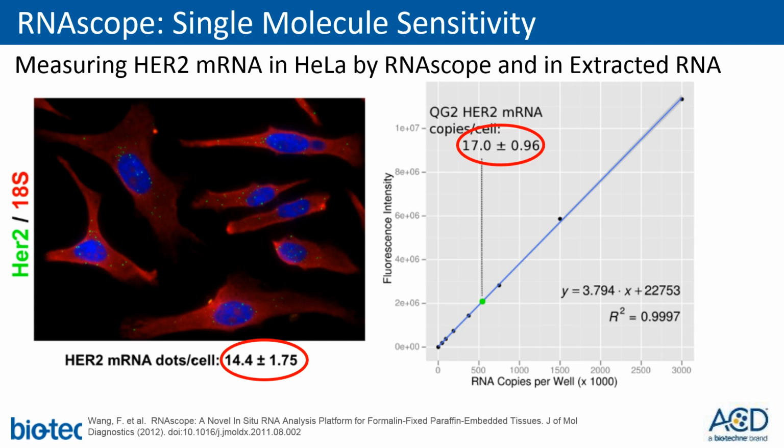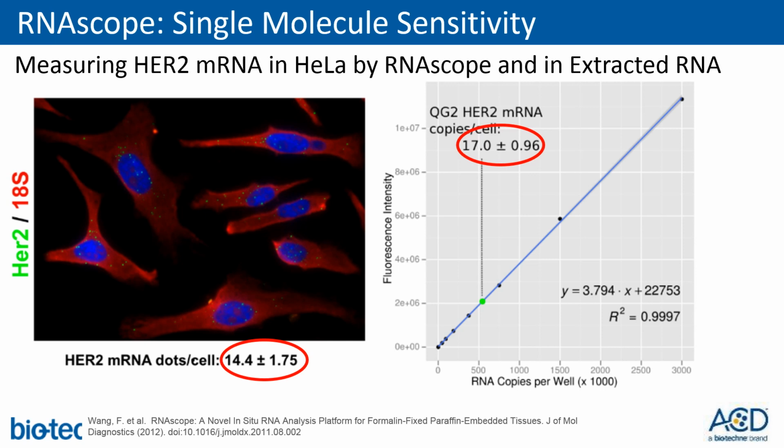a standard curve. In both cases, the number of copies per cell for HER2 is approximately the same, 14 dots per cell in the case of the RNAscope assay, and about 17 transcripts per cell from extracted RNA. And this is simply to make the point that an individual dot corresponds to an individual molecule being detected.